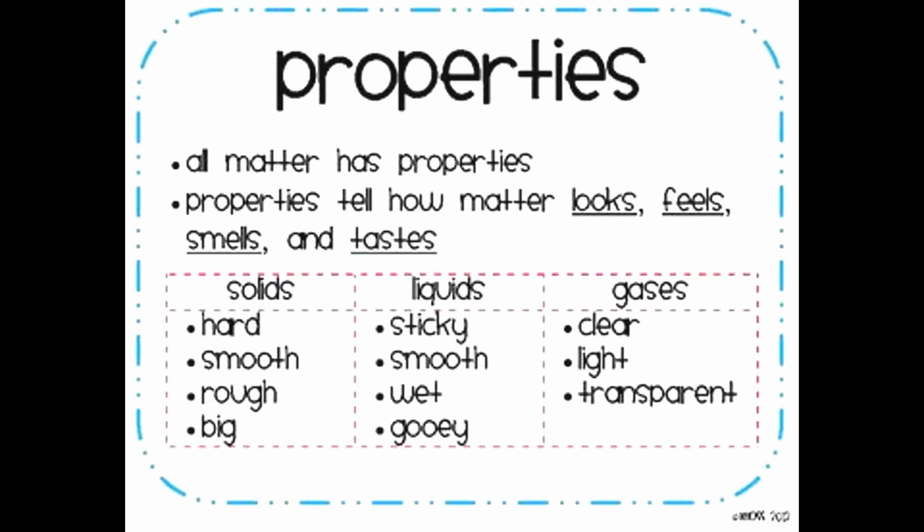Then there are several properties to identify the difference between solids, liquids, and gases. All matter has properties. Properties tell how matter looks, feels, smells, or tastes. So solids, they're hard, smooth, rough, and big. Liquids, at times sticky, smooth, wet. And gases, clear, light, and transparent.